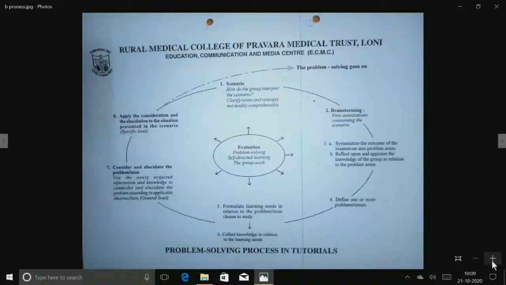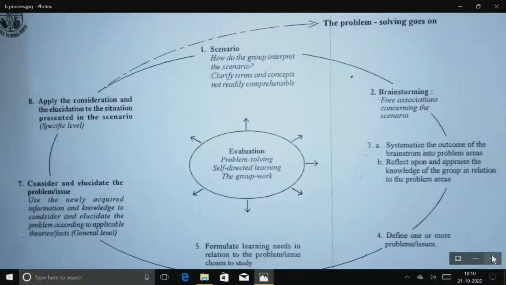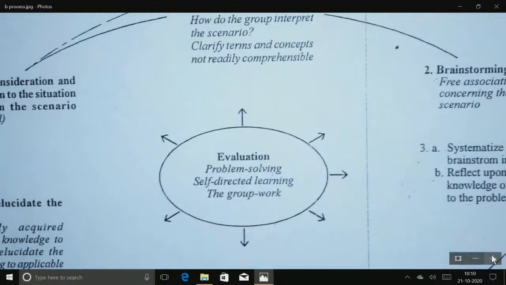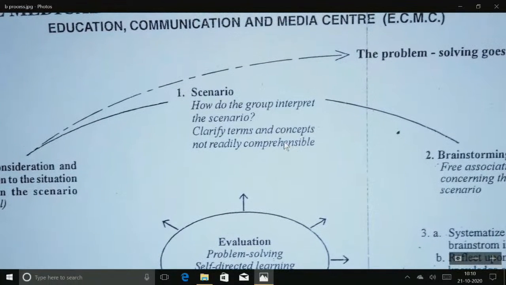This is the cycle, or this problem based solving process in tutorials, what actually happens over there. So number 1 step is scenario. This is the first step. When you are given the scenario, you start working on this particular scenario from this step.